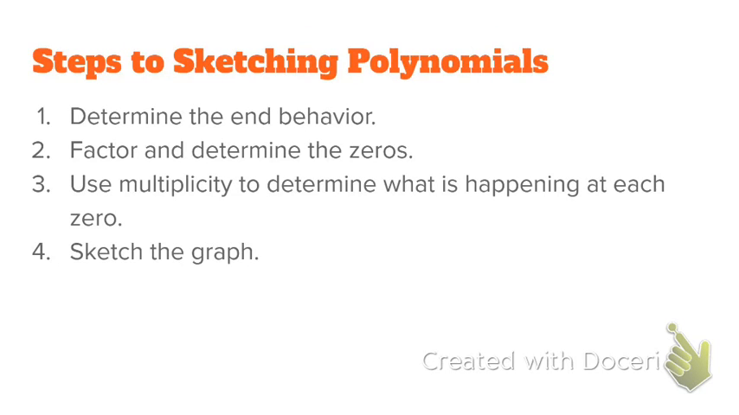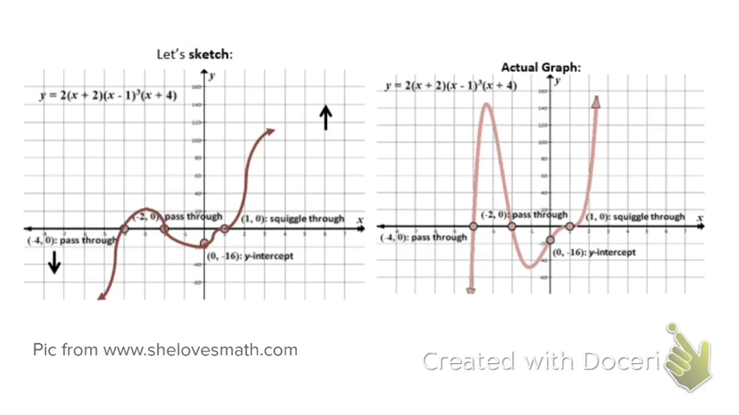Okay, let's finish up here with talking about how to sketch polynomials without a calculator. So we're going to put everything we learned together. We're going to determine the end behavior, and we're going to graph that first. Then we're going to factor and determine the zeros. Once you've done that, you're going to use multiplicity to determine what happens at the zeros, and then piece everything together. So a couple things to keep in mind.